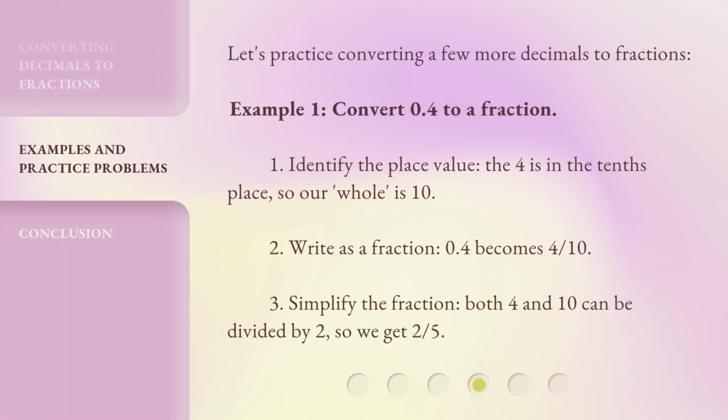Let's practice converting a few more decimals to fractions. Example 1. Convert 0.4 to a fraction. 1. Identify the place value. The 4 is in the tenths place, so our whole is 10. 2. Write as a fraction. 0.4 becomes 4/10. 3. Simplify the fraction. Both 4 and 10 can be divided by 2, so we get 2/5.